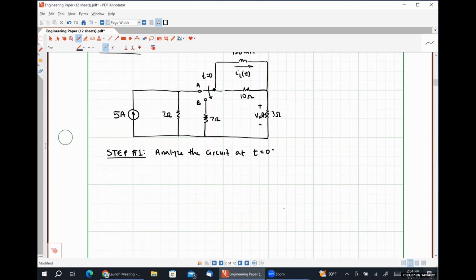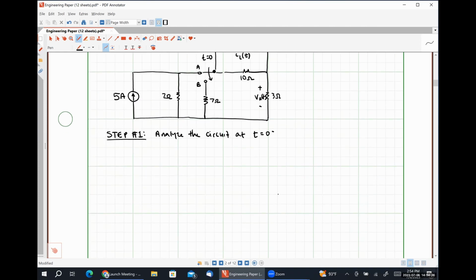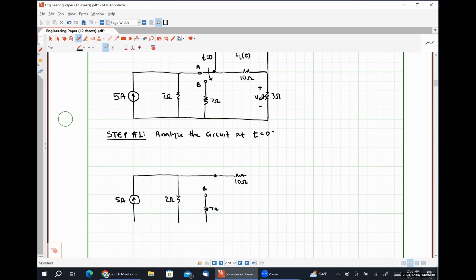So at t equal to 0 minus, let me redraw some things here. We have our 5 amp source in parallel with our 2 ohm resistor. Our 7 ohm resistor is not going to contribute anything, but I'm going to draw it just for the sake of drawing it. Where's our 10 ohm resistor? Here's our 3 ohm resistor. And because we're at DC steady state, we replace our inductor with a short circuit.